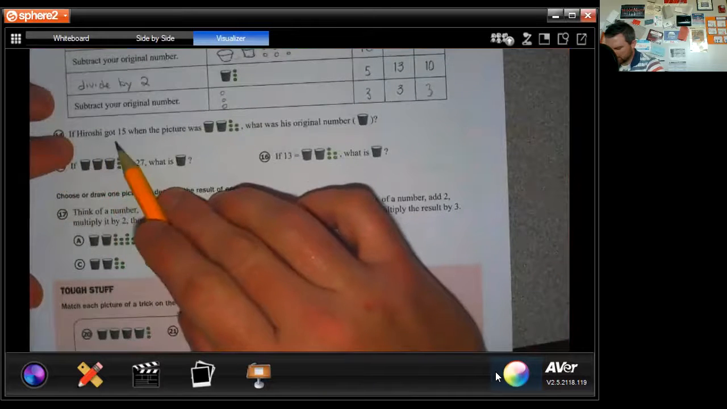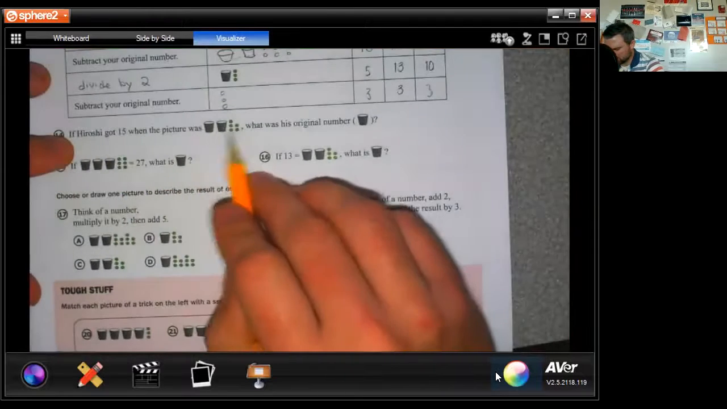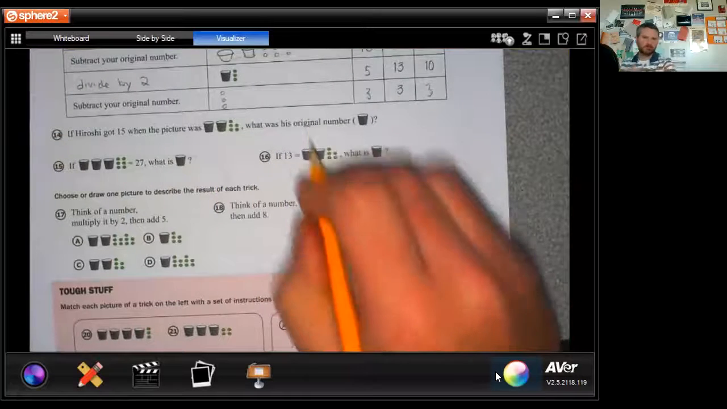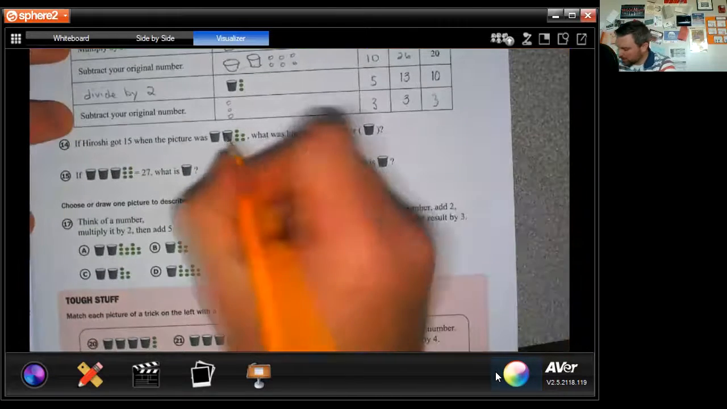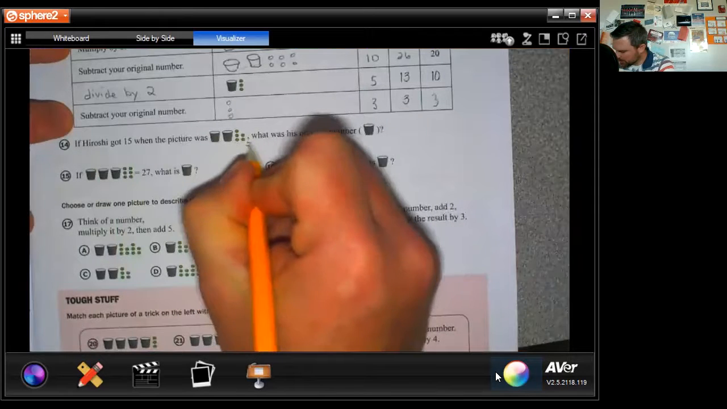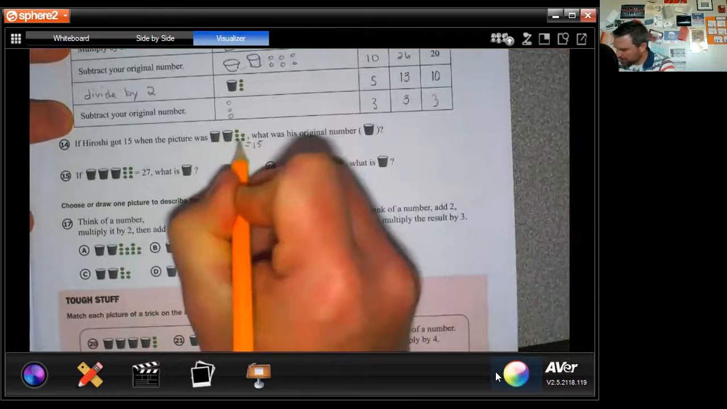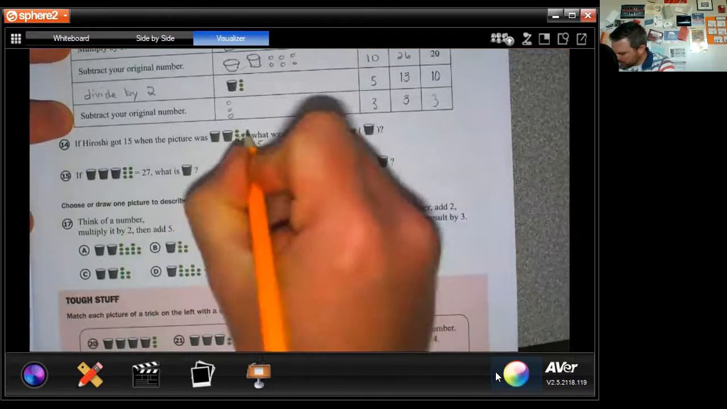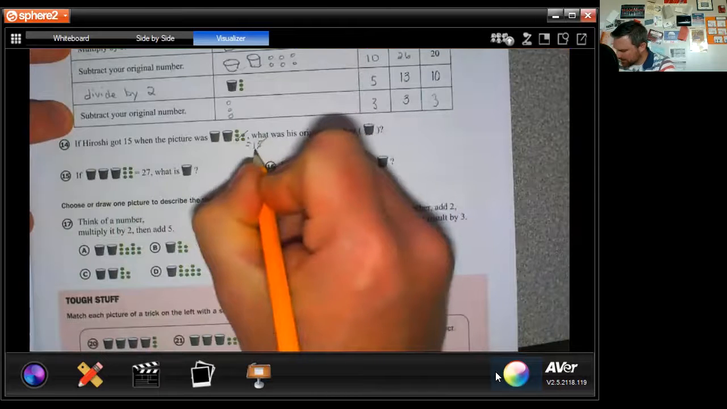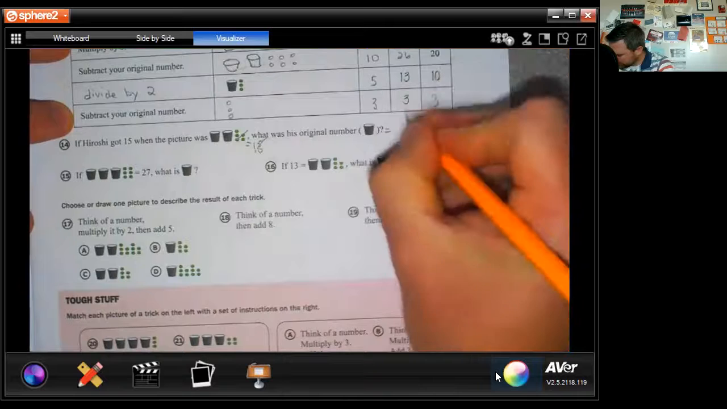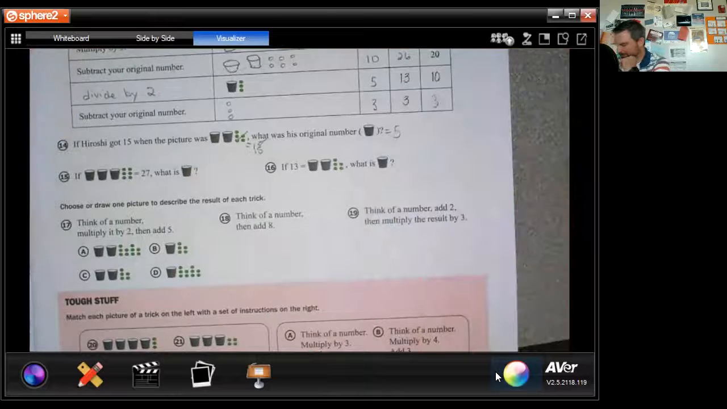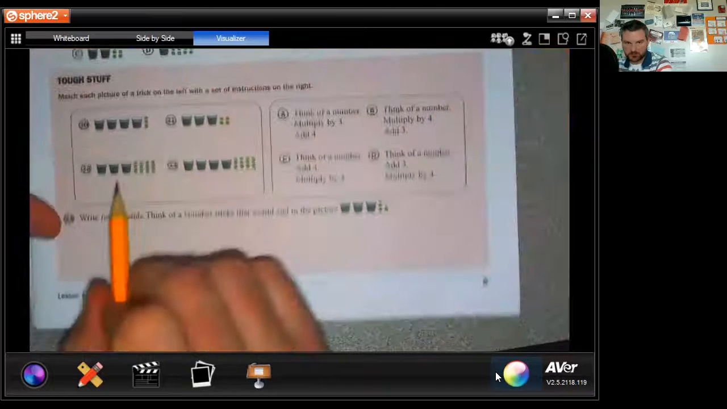If you got 15 when the picture was this, what's the original number? What is the bucket? Well, again, like before, this equals 15. I got 5 dots. Well, if I take away 5 here, I got to take away 5 here, and I get 10. So 2 buckets equals 10. So what does 1 bucket equal? That's right, it's 5. Okay, so go ahead and work through this. Don't forget the tough stuff part.